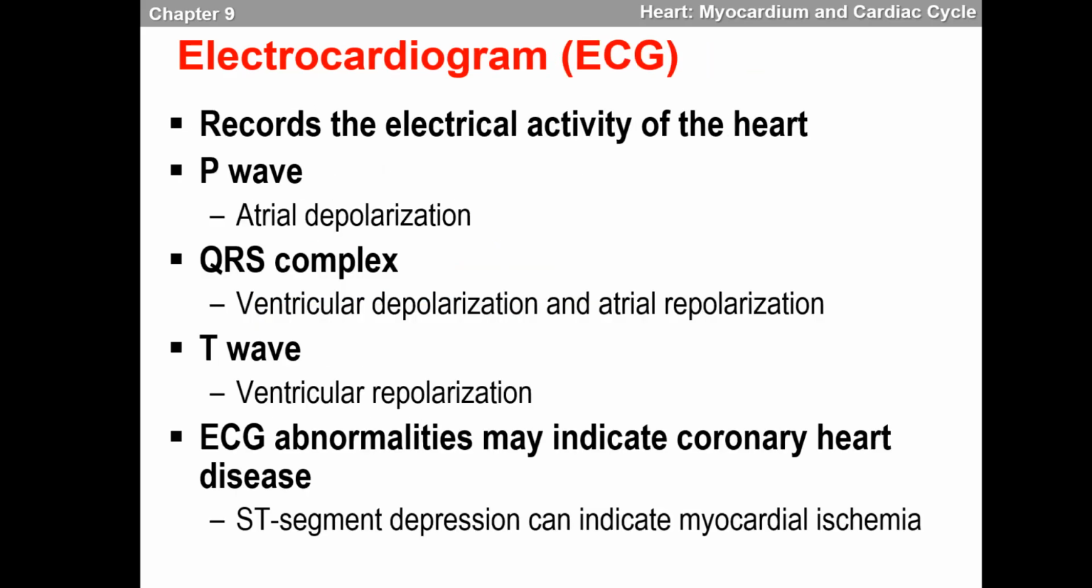And next. All right, so we're able to measure these electrical signals using ECG, right? So we have the P wave, which is atrial depolarization, QRS is ventricular depolarization and atrial repolarization, and T wave is ventricular repolarization, right? So be familiar with which ones are those.